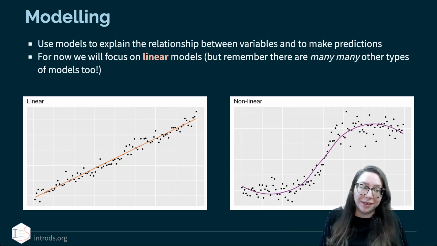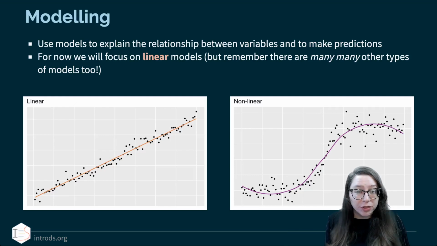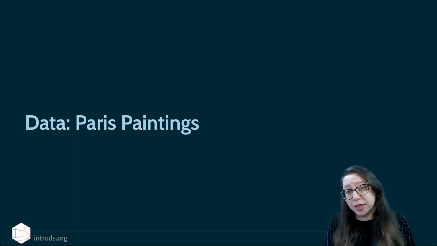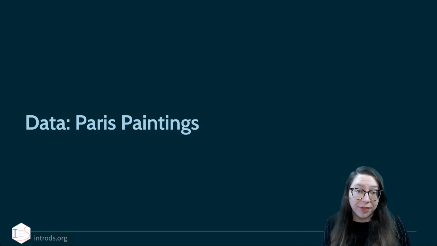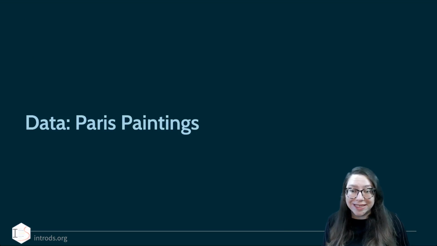So here I have an example of a nonlinear growth, for example. And we're going to touch on some of these nonlinear models as well during the course, but many of the other models that you can fit are going to be beyond what we're covering in Introduction to Data Science. The data set that we're going to be working with for a majority of the videos for the modeling week is this data set called Paris Paintings.